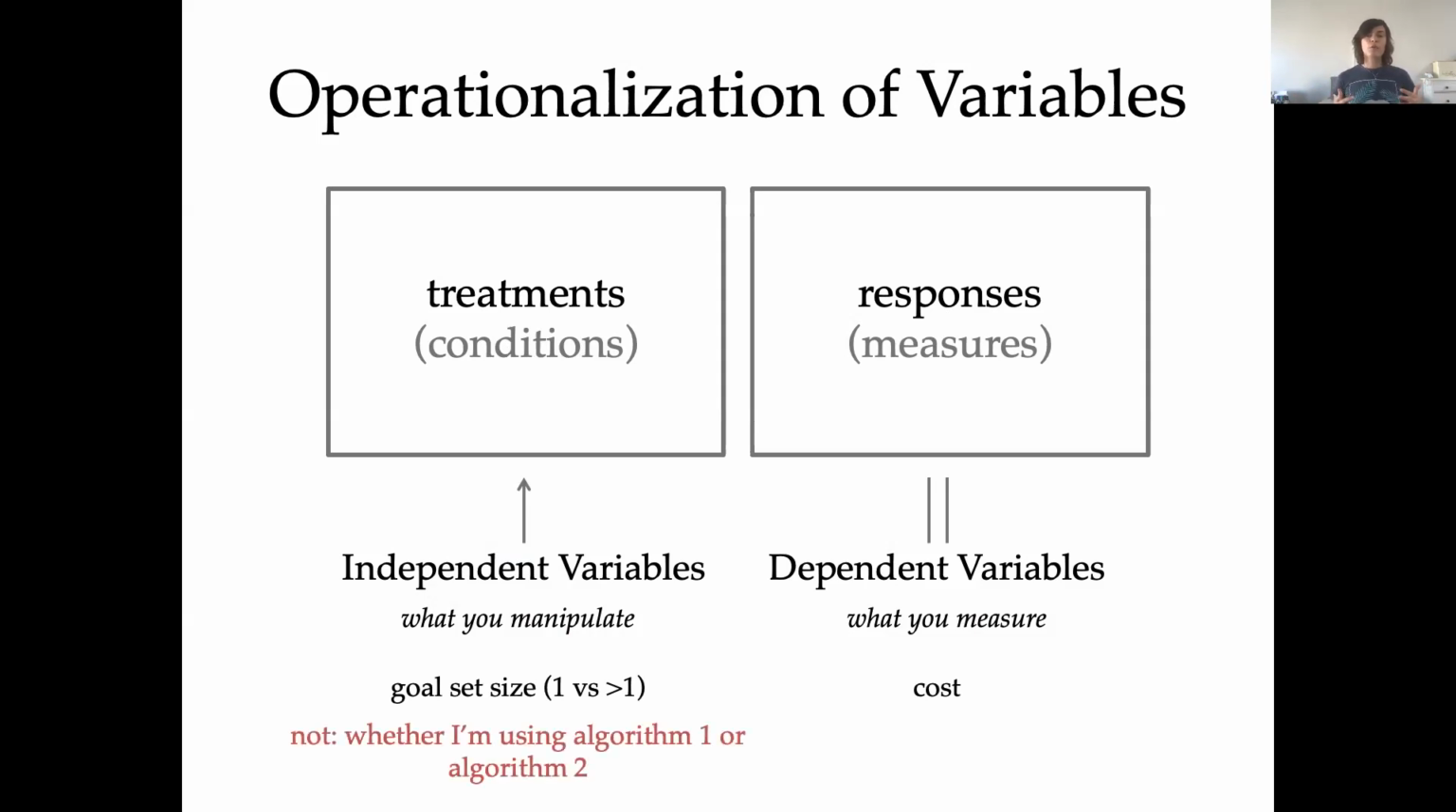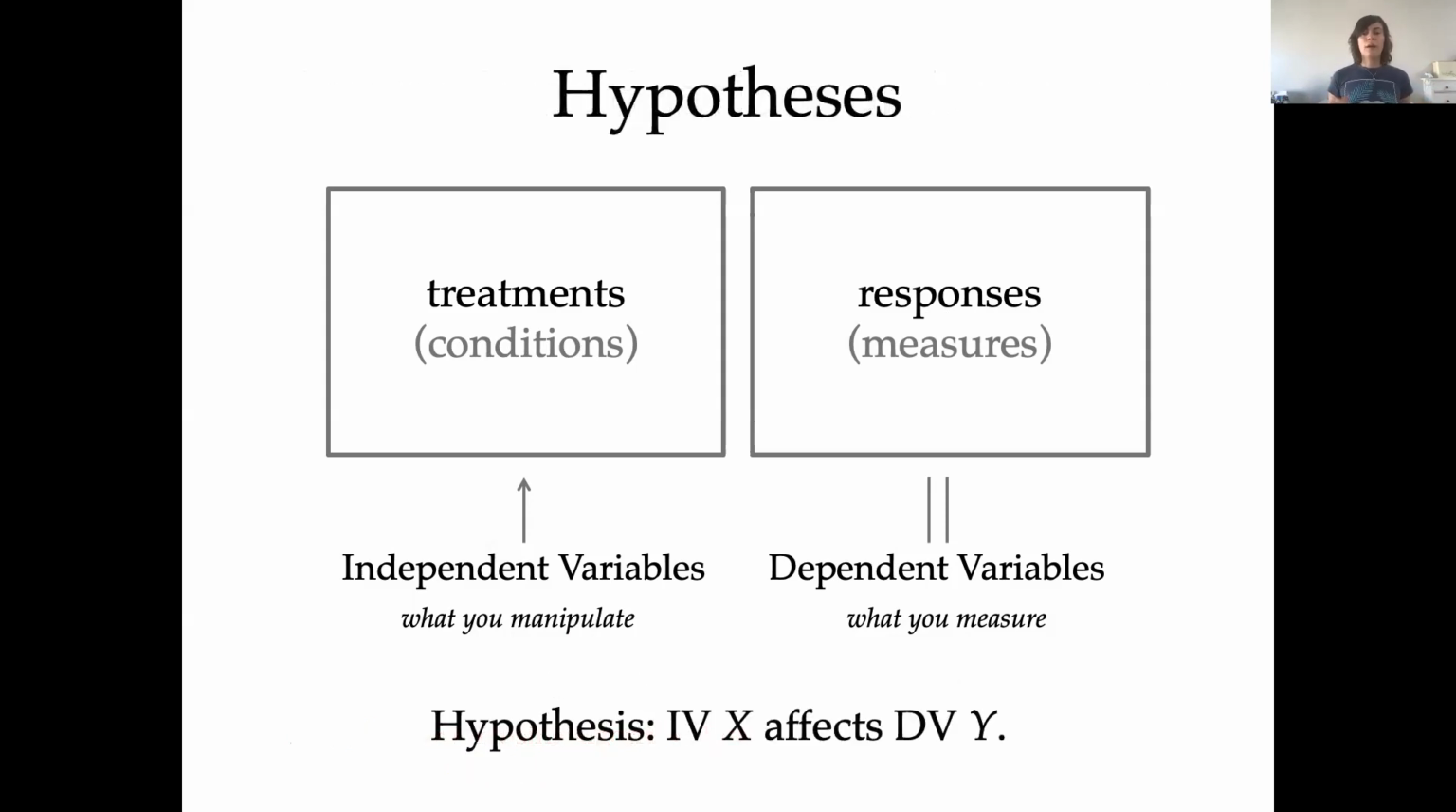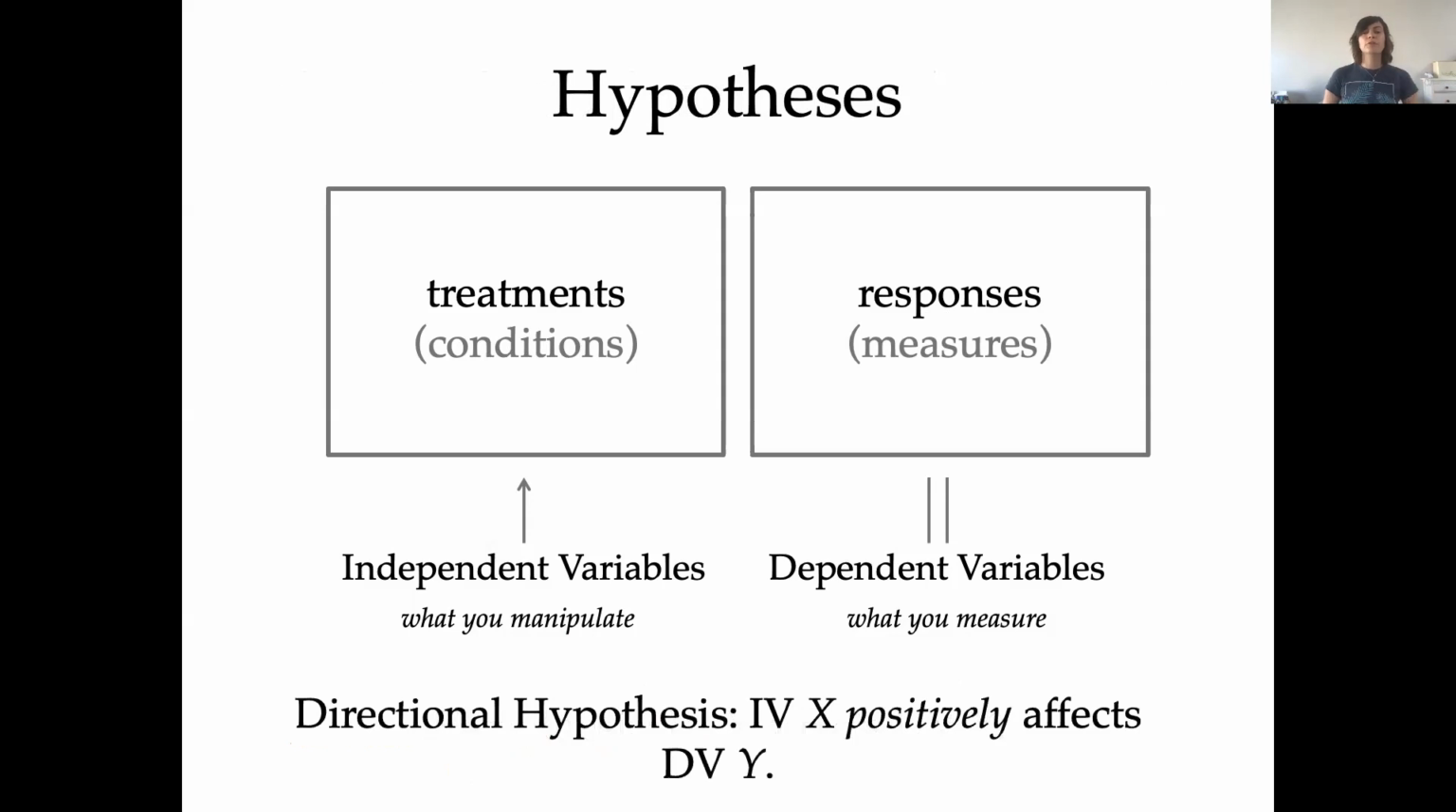So it's not whether you're using algorithm 1 or algorithm 2. Technically that could be an independent variable, but it'd be a very cheating way to get at an independent variable. What you want to focus on, what you want to identify, is what it is that is changing between these algorithms. And then you can form your hypothesis, which is going to have to look like: an independent variable has a particular effect on a dependent variable. Or sometimes they're directional, like it positively affects or negatively affects the dependent variable.